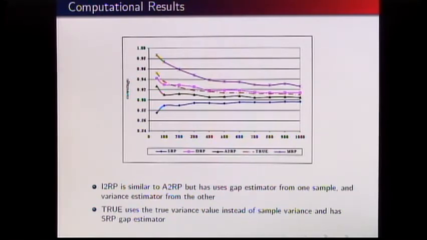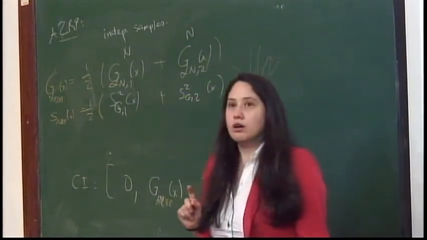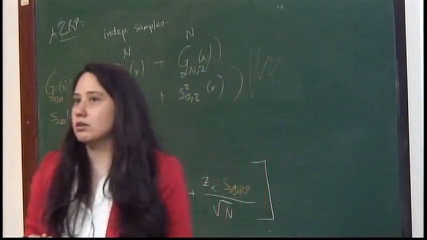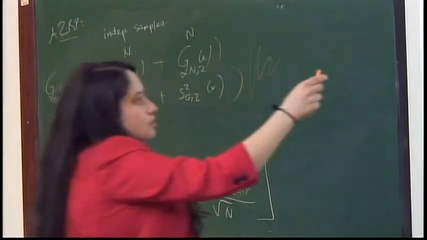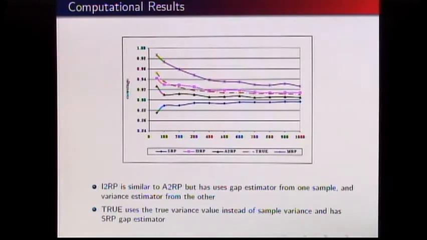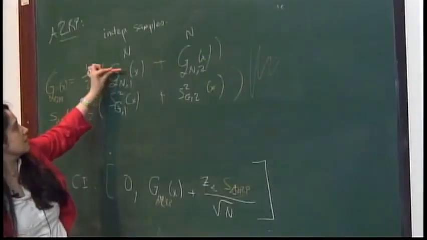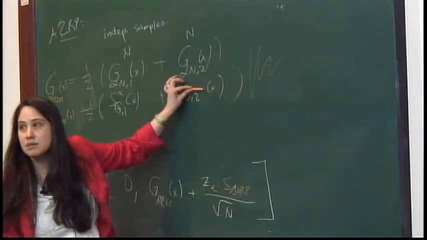It can be a little bit problem dependent, but this kind of hedges against things going a little bit wrong, in case something goes wrong, okay? And so you can do that. And the other ones are sort of test things. This one uses, what is this? Gap estimator from one sample, so it doesn't average. So it uses independent gap estimator, independent sample variance estimator.